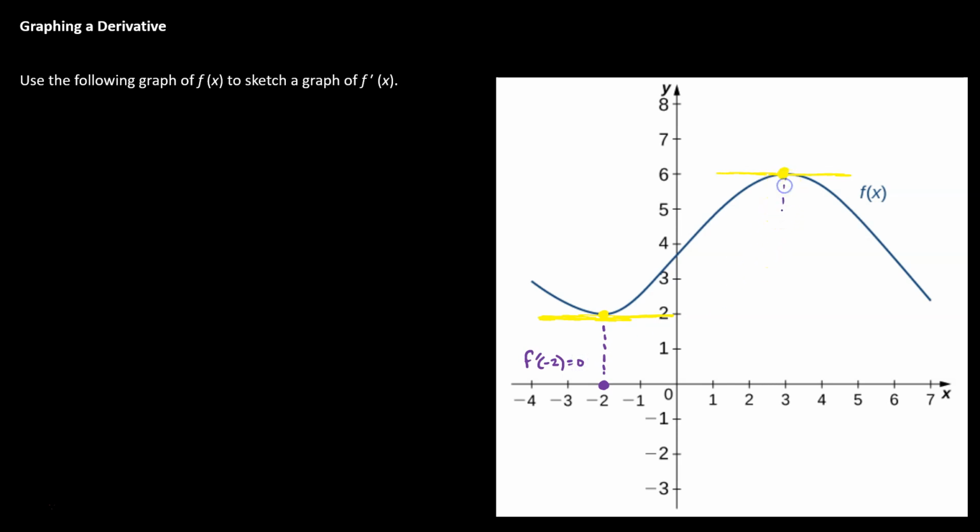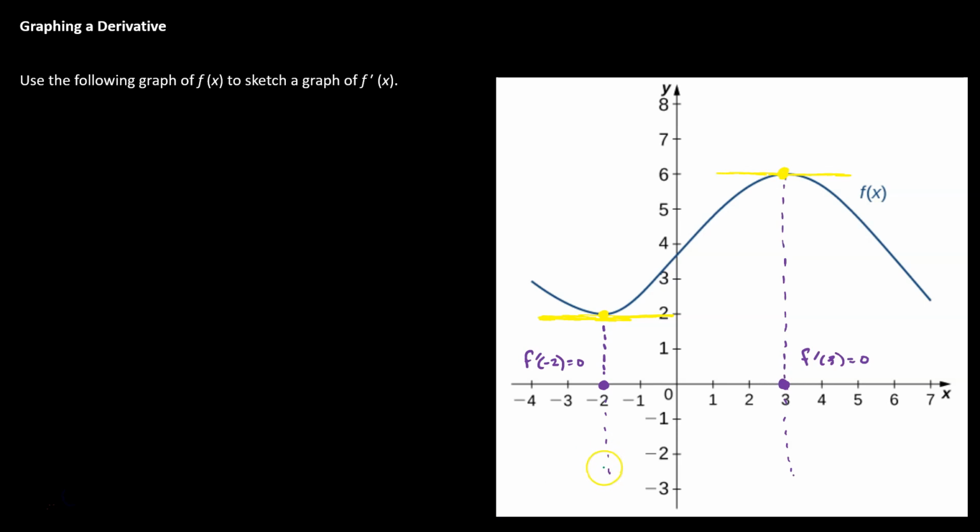Also, at x equals positive 3, I have a horizontal tangent line, which means my derivative must pass through this point as well. F prime at 3 has to be 0. Now that I have my two intercepts down, I can start to talk about where the rest of the points go. I'm going to divide this up into 3 sections.